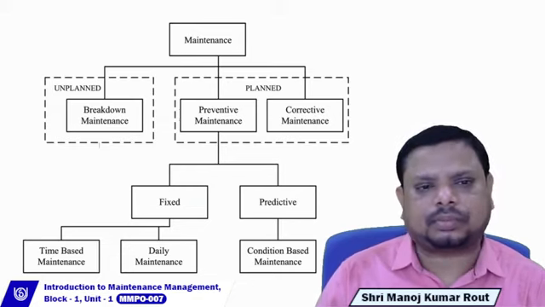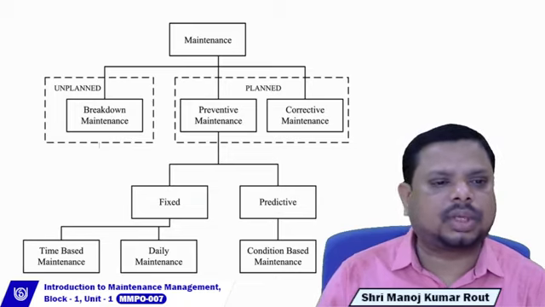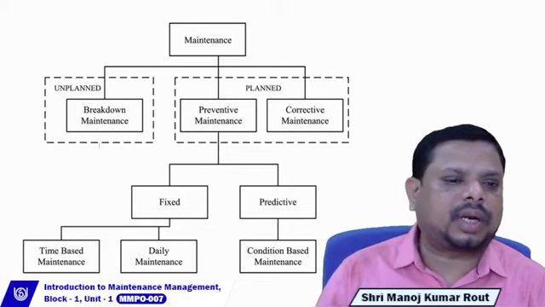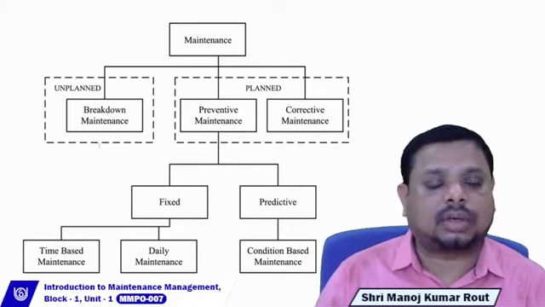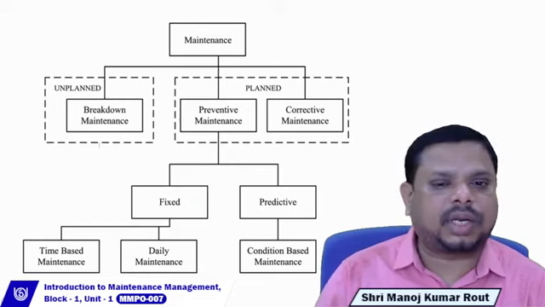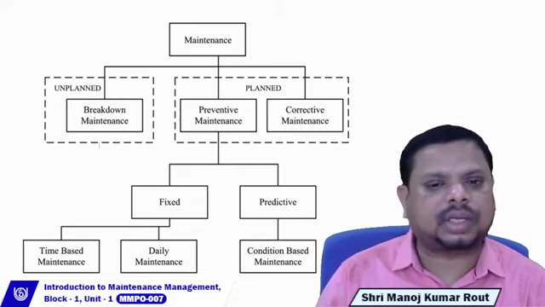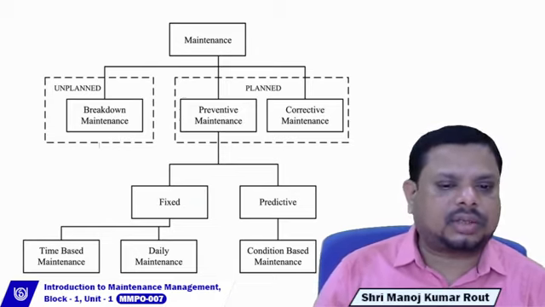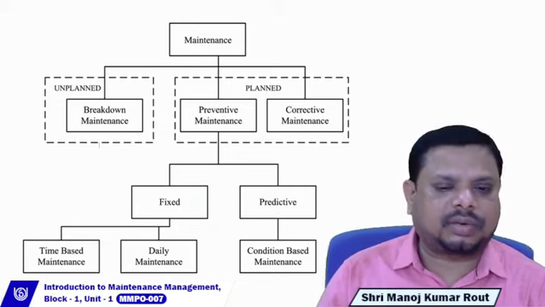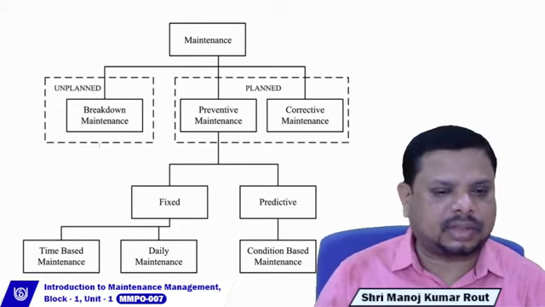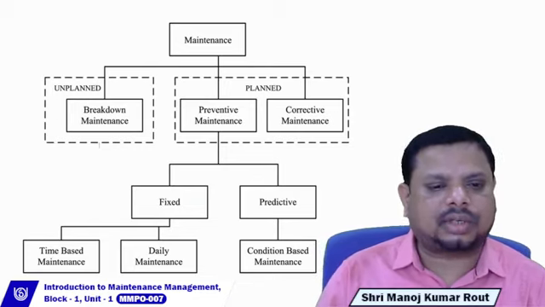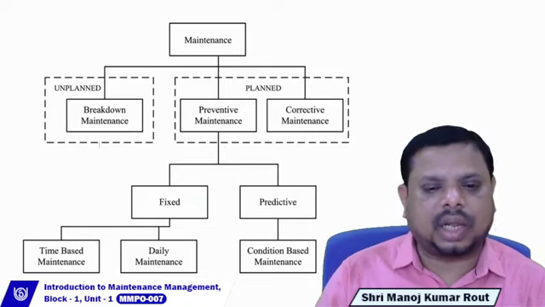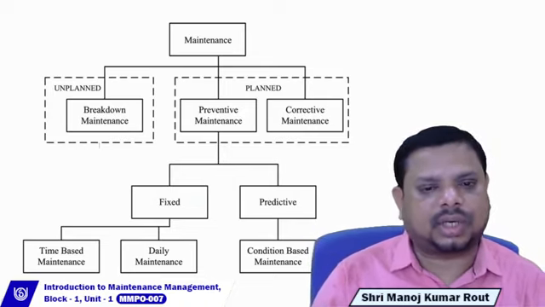I'm repeating. Maintenance is classified into two types, planned maintenance and unplanned maintenance. In case of unplanned maintenance, we have breakdown maintenance, and in planned maintenance, we have preventive maintenance and the next one is corrective maintenance. If you go for further classification, it is of two types, fixed and predictive maintenance. Further classification of fixed maintenance is time-based maintenance or daily-based maintenance, and in case of predictive, it is condition-based maintenance.